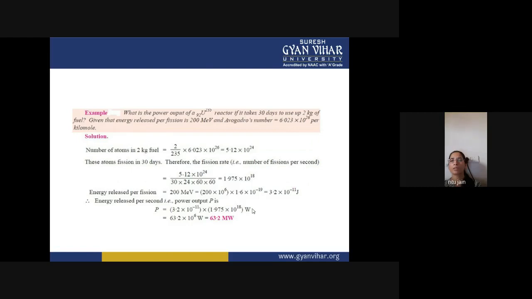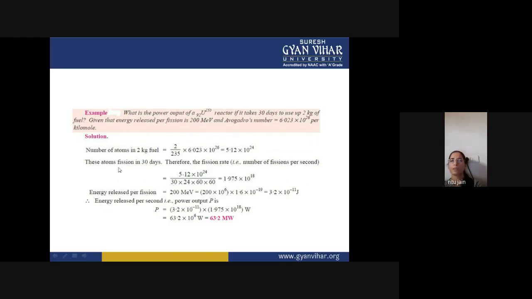The number of atoms in 2 kilogram of fuel is equal to 2 upon 235. Okay, this is its atomic number. So you have to take this much fuel divided by 235, and multiply by this number, and you will get the number of atoms in 2 kilogram of fuel, which is equal to 5.12 into 10 to the power 24. So these atoms are used in fission, and these atoms release this much energy, which is your 200 mega electron volt.